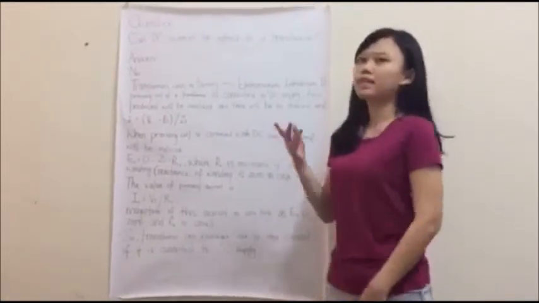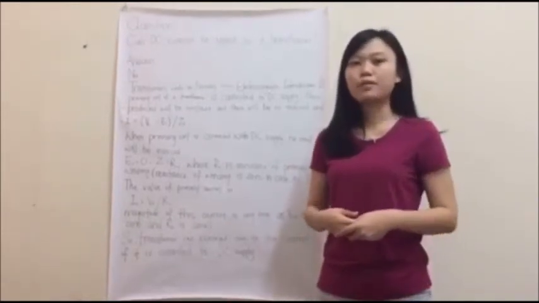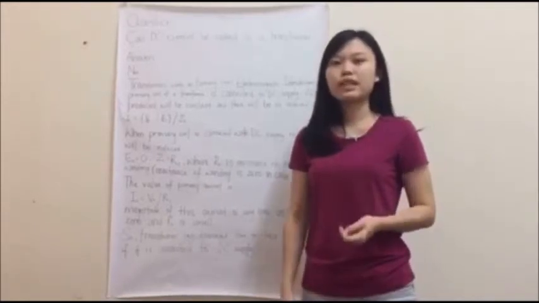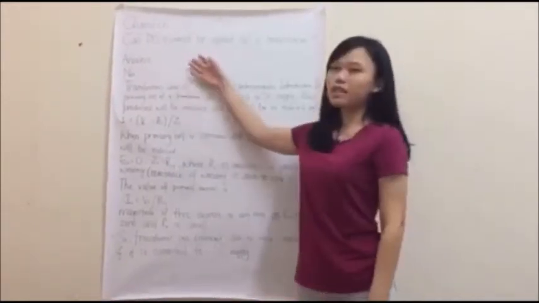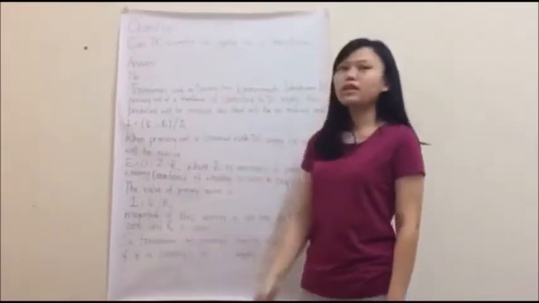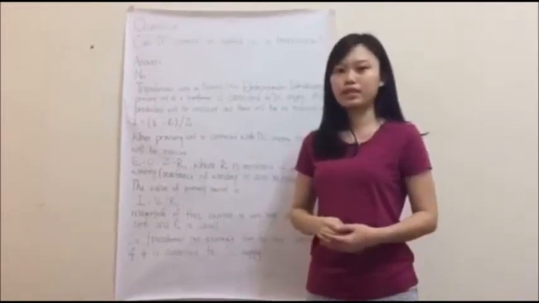So today I'm going to discuss the questions based on the application chosen by our group, which is the transformer. We all know that a transformer is always connected to an AC supply. So now here's the question. Can a DC current be applied to a transformer? The answer is no. This is because a transformer works on Faraday's law of electromagnetic induction.